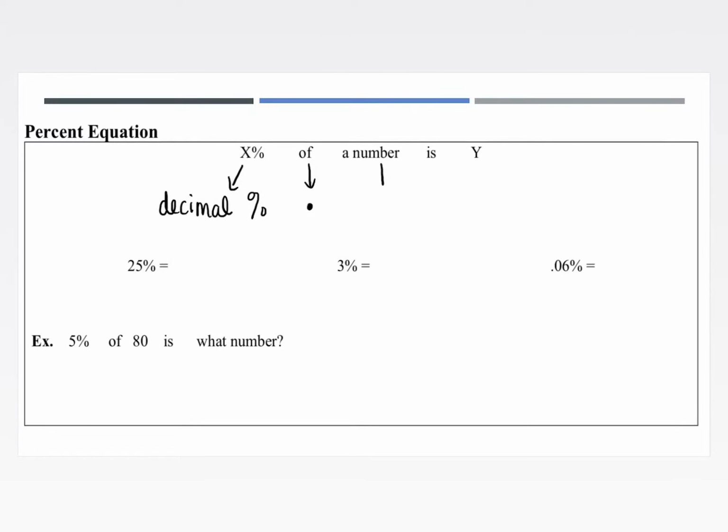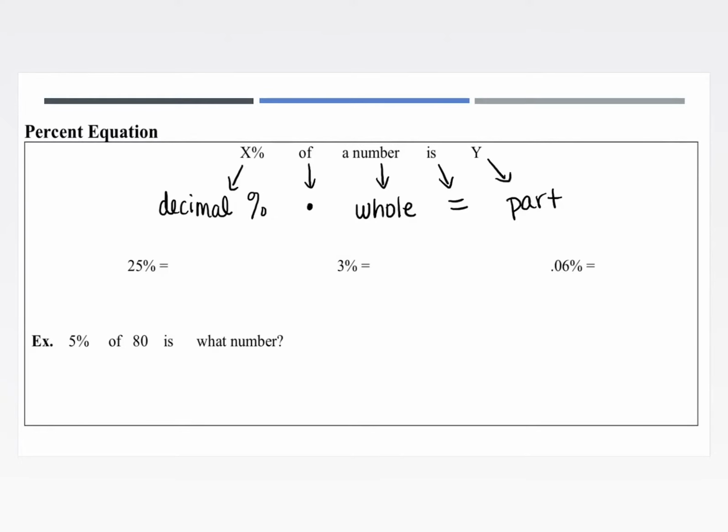A number refers to the whole part that we are dealing with. Is stands for equals, and y is the part that we're referring to. So again, x percent of a number is y. The decimal percent times the whole equals the part.